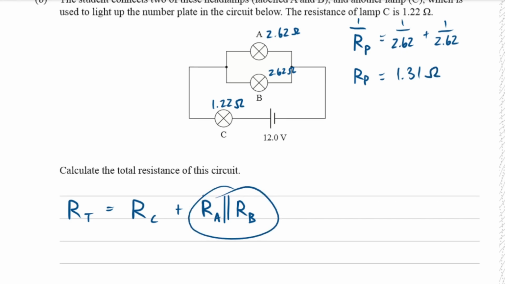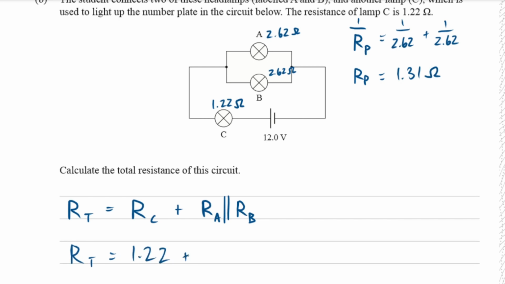Cool, and that is that term there. So our resistance total is at C, which is 1.22, plus the combined parallel branch, which was 1.31, giving a total of, what's that, 2.53 ohms. And that would be merit if you got that far.